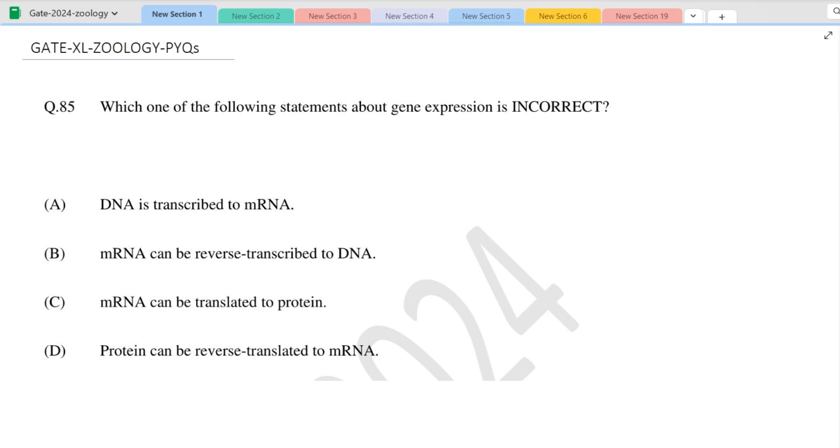So the first question: which one of the following statements about gene expression is incorrect? So you should be very careful. They ask for the incorrect one.